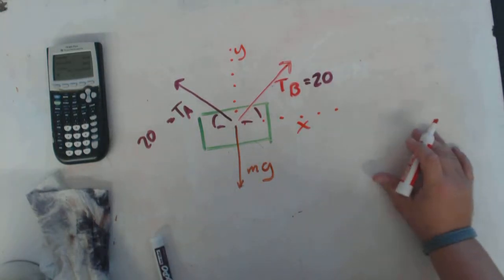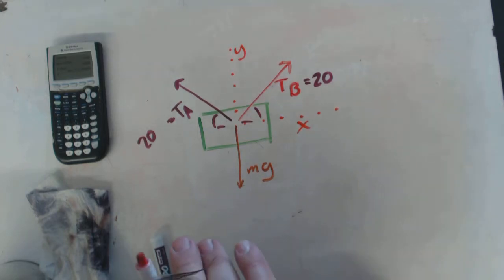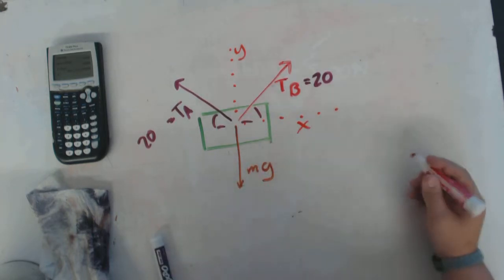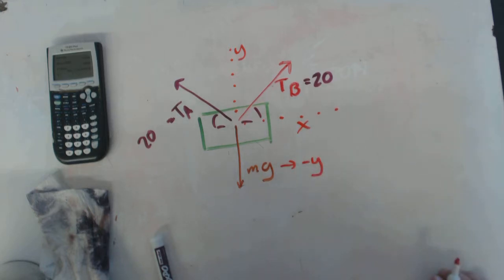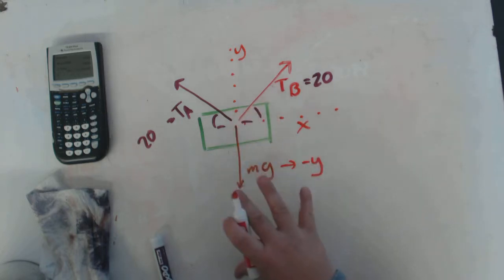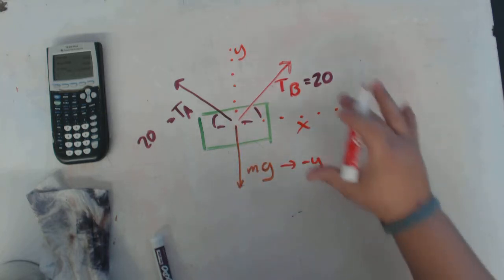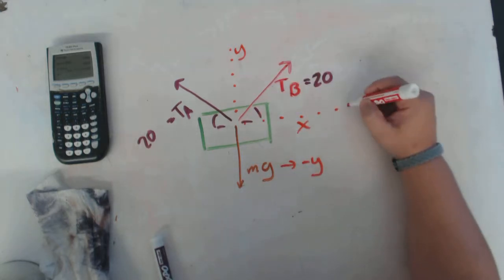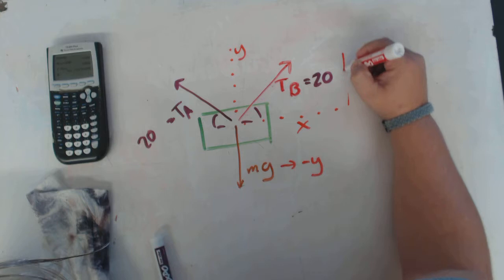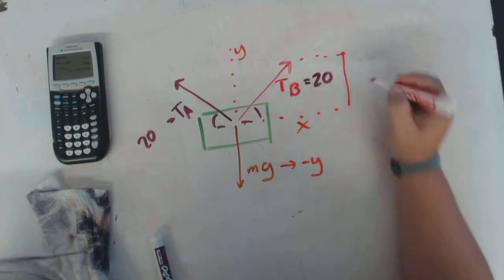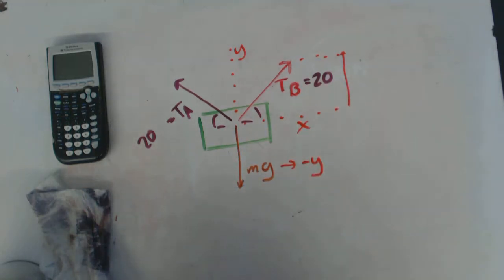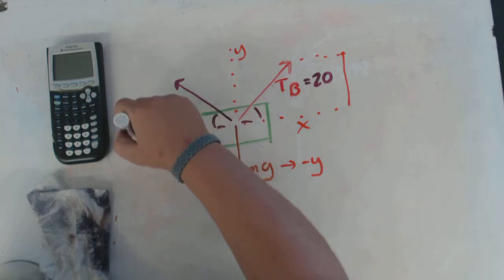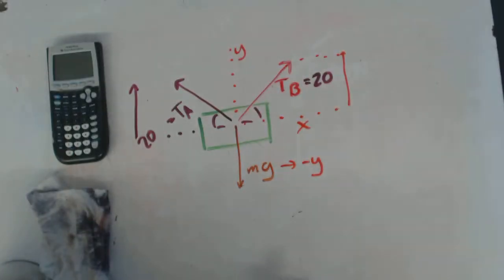So now what I'm going to do is start looking at my vectors. Well, the first vector I'm going to look at is my weight. Now, my weight is entirely in the negative y direction. Okay? It's entirely in the y. There's no x component of it. Now, looking at my tensions, there's a component of this tension that's in the y direction upwards, and there's a component of this tension that is also in the y direction. Okay? Cool?